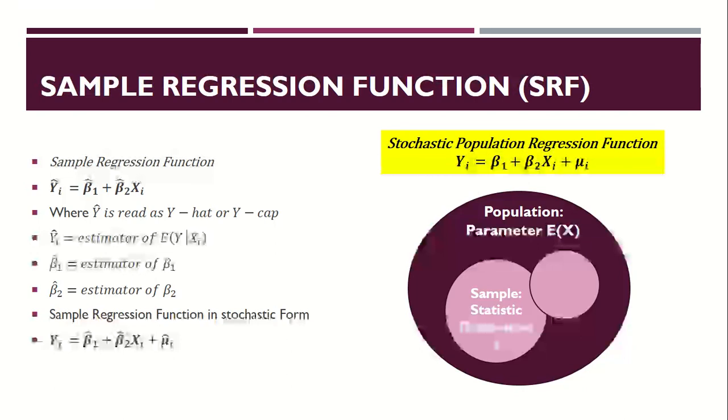And for population we call them parameters. Here is one sample, this one, and here is the other sample. So finally we can understand different notations that are introduced here, that all are about regression functions.